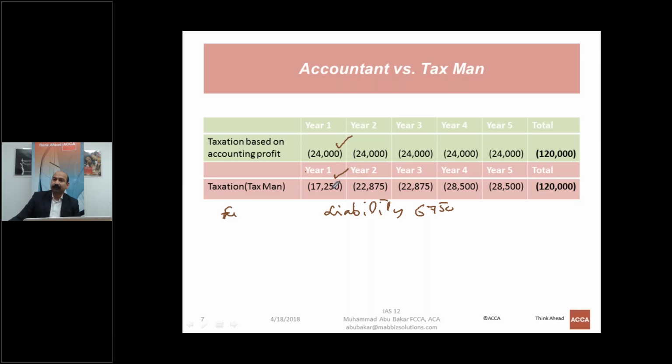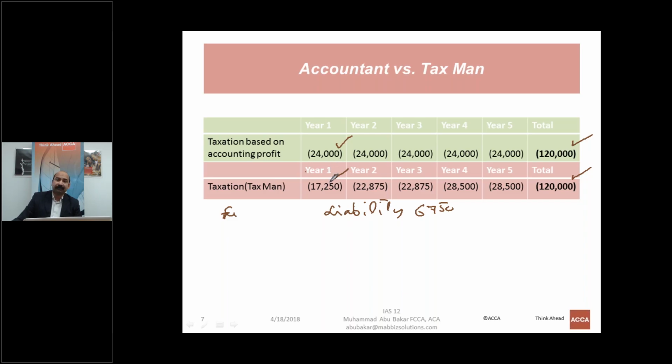But tax people are asking for 17,250, and plus we know that ultimately, we will have to pay 120,000. There is no difference when we look at the overall picture. So this means the difference will be paid at some time into the future.